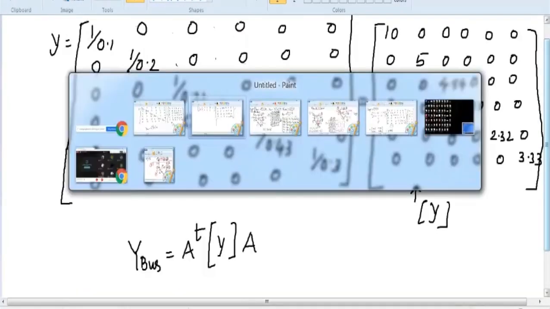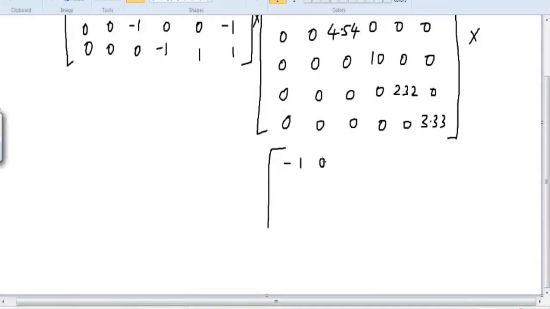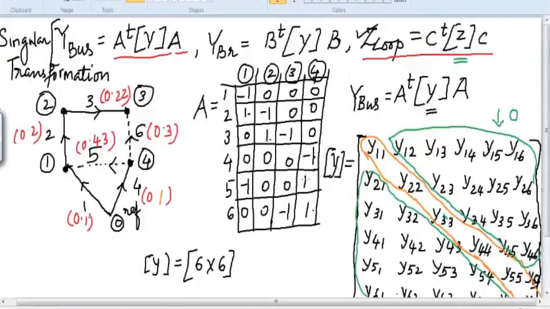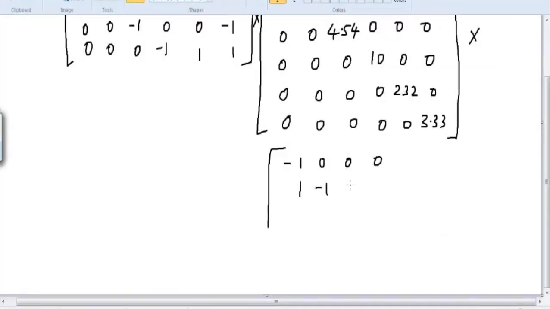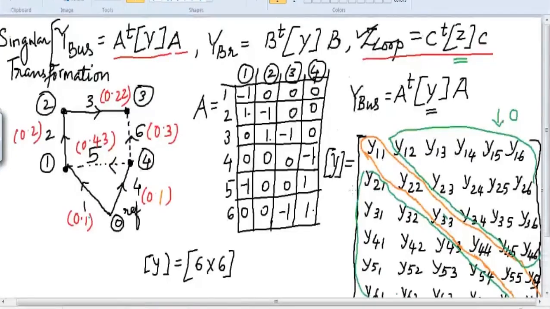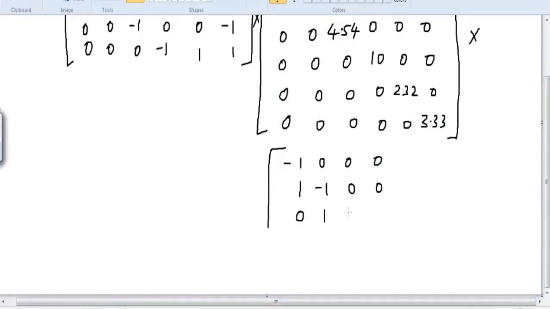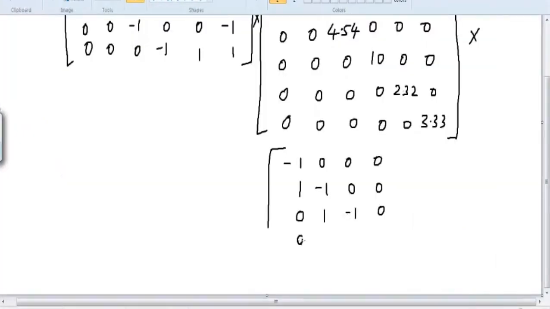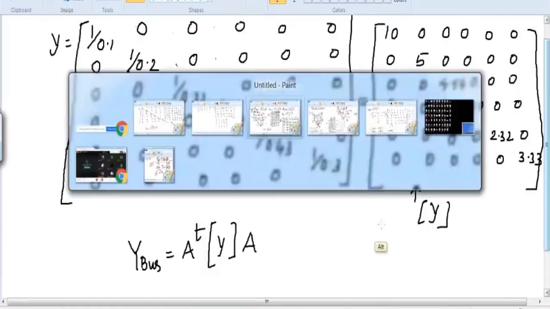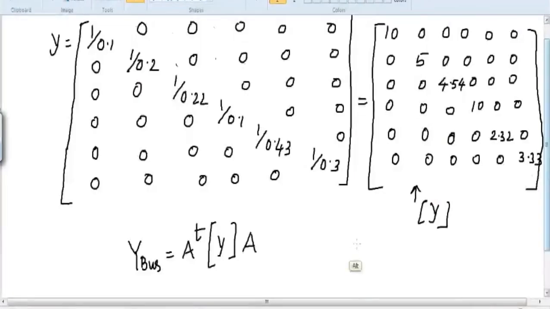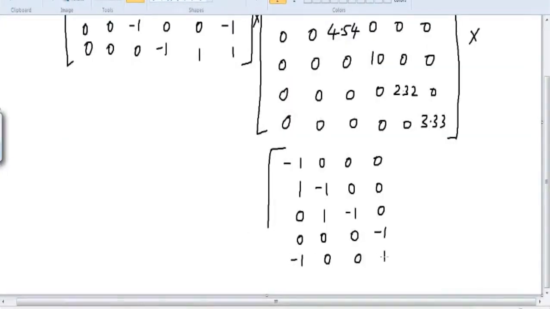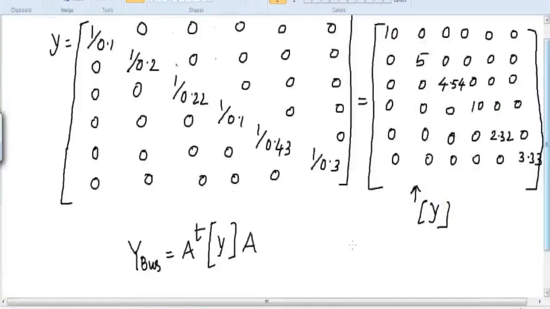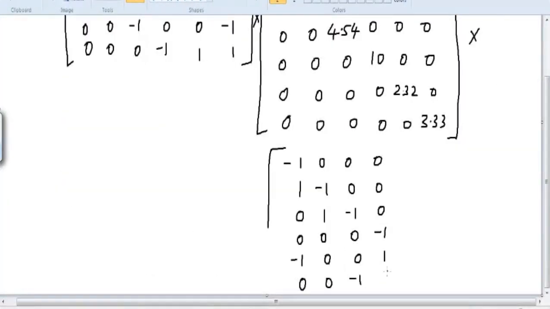So I will copy it from the A matrix itself. -1 0 0 0, then 1 -1 0 0, then 0 1 -1 0, then 0 0 0 -1, then -1 0 0 1, then 0 0 -1 1. So this is your matrix A.